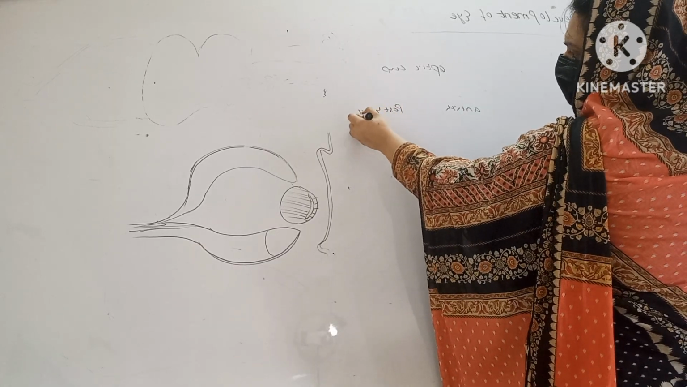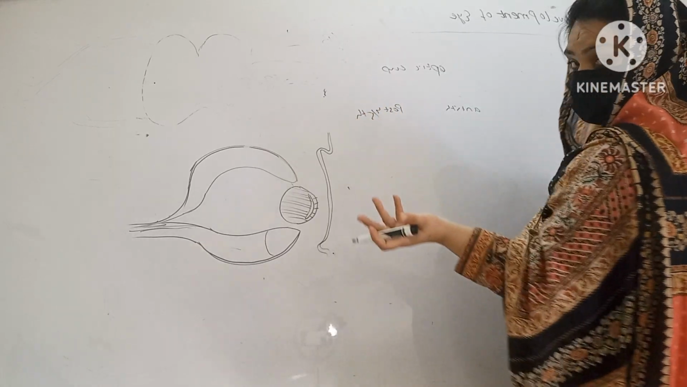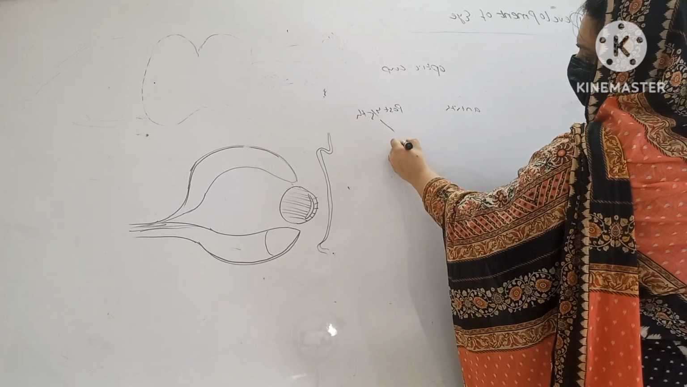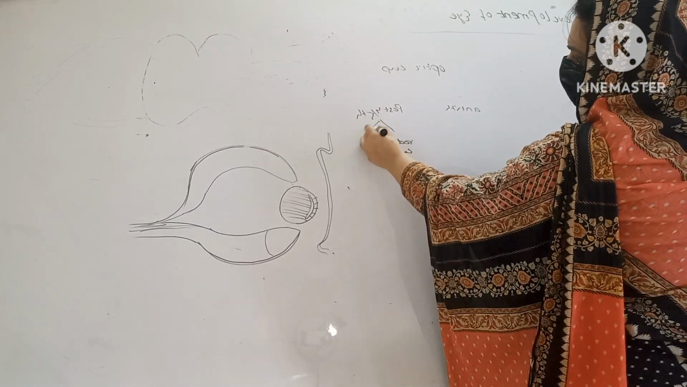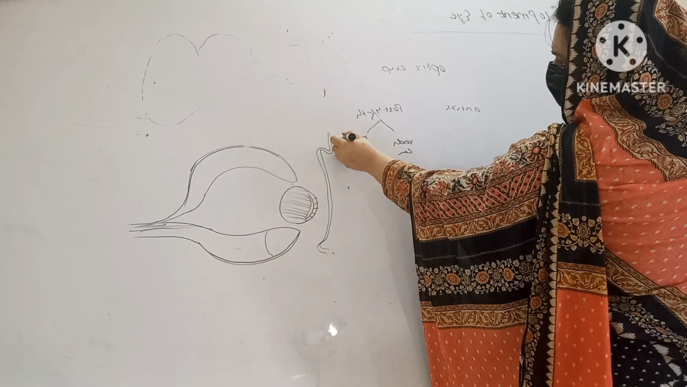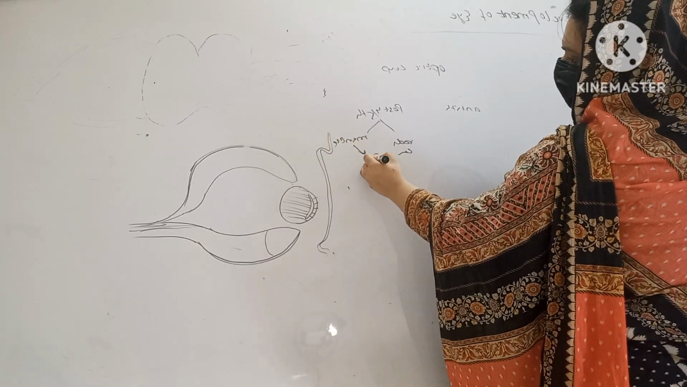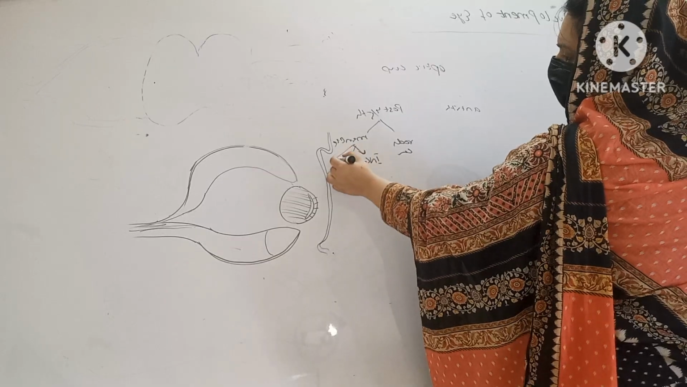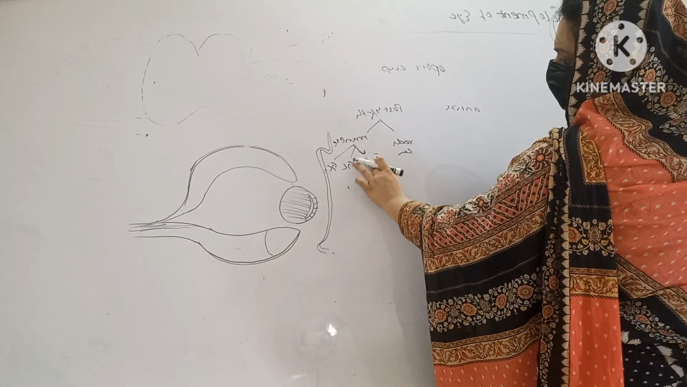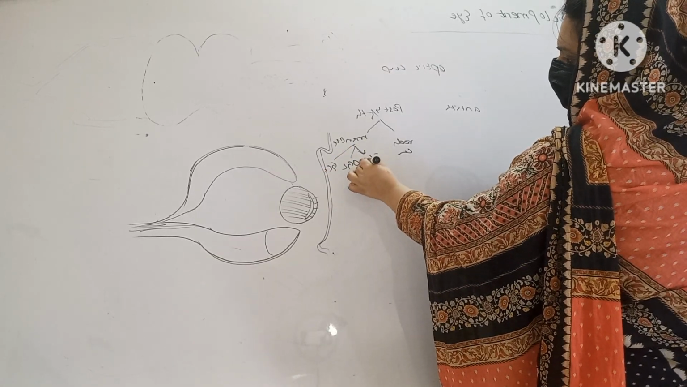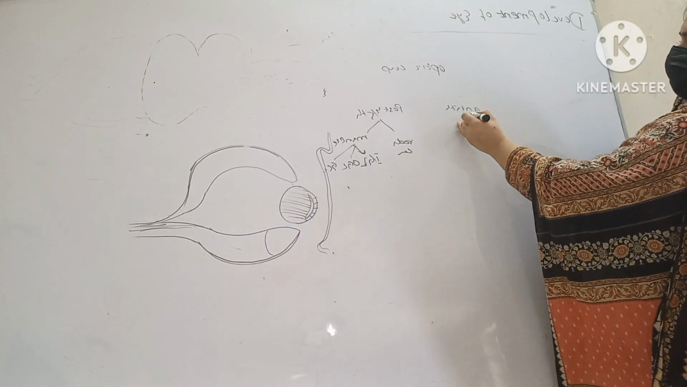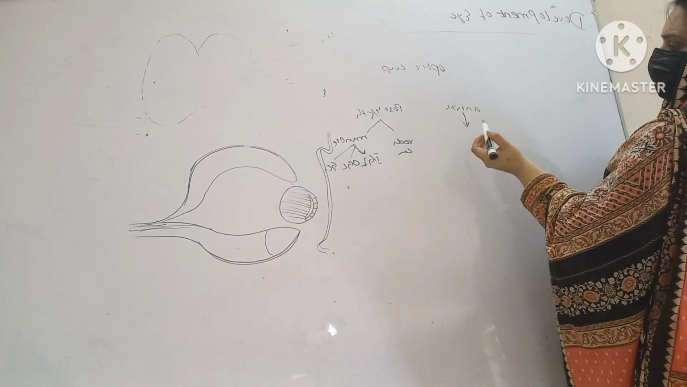From the posterior four-fifths part, there is development of the layer of rods and cones, then there is a mantle layer which will develop the inner ganglionic layer, outer ganglionic layer and the ganglion cell layer. So these layers develop from the posterior four-fifths part of the neural retina. While from the anterior one-fifth part, what will develop?